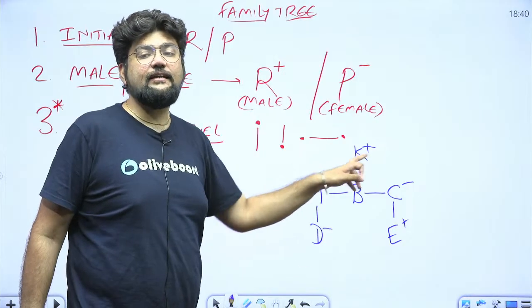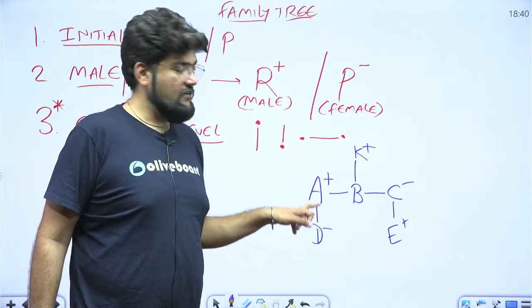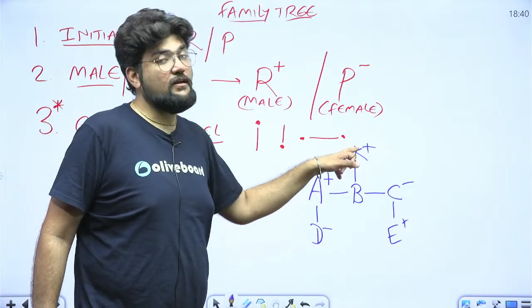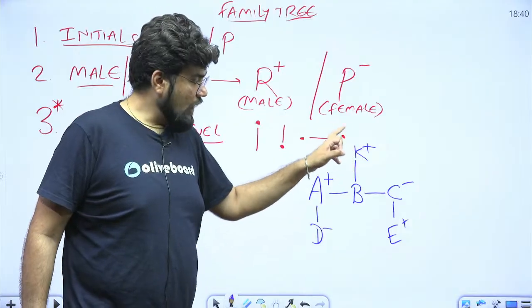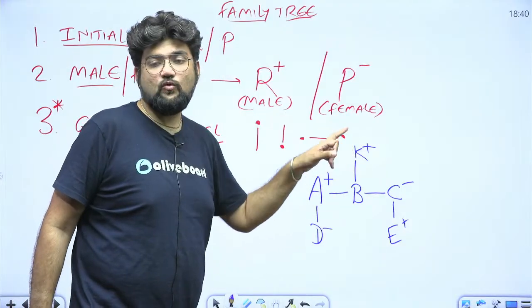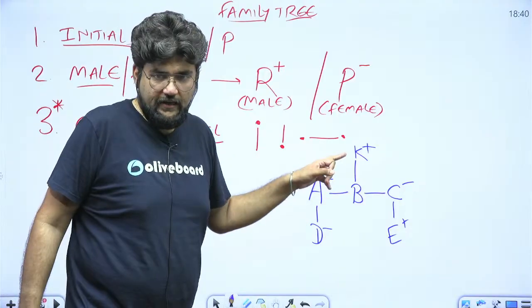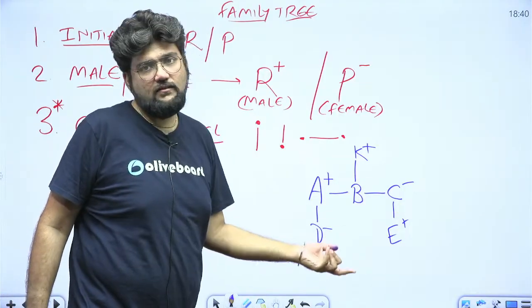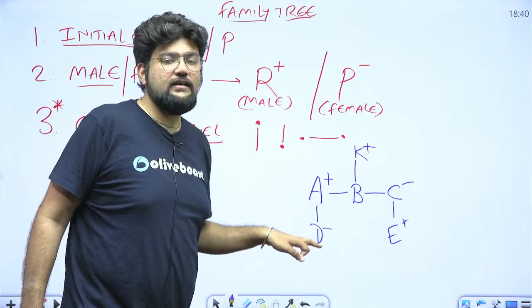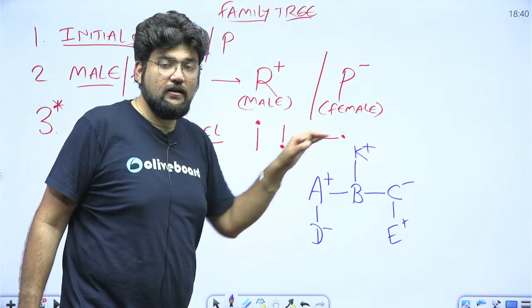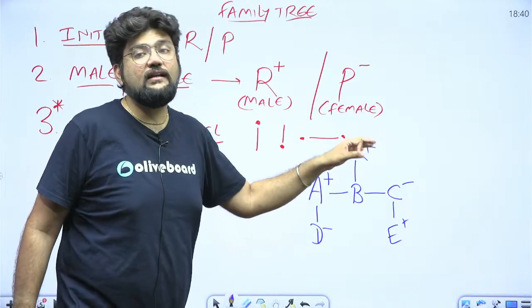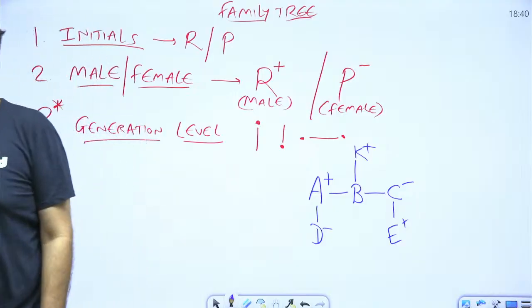Now, how is K related to D? D's father's father, paternal grandfather. And how is E related to K? K's daughter's son, grandson. So E is the grandson of K, D is the granddaughter of K. K is the paternal grandfather of D, and K is the maternal grandfather of E. So far so good. Any problem, any issue?